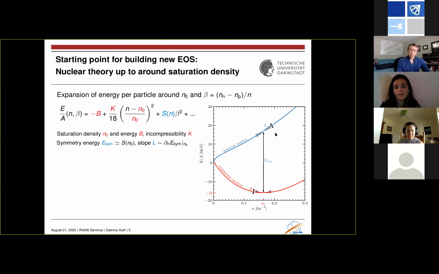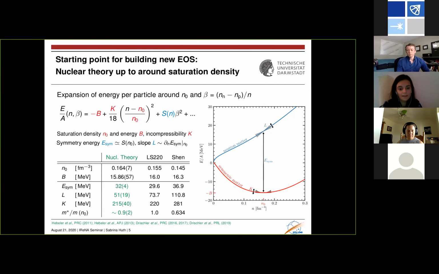Then for pure neutron matter, you have only neutrons and no protons. And this can be characterized by just two parameters, or the most important parameters are here. The symmetry energy, which is the difference in energy from pure neutron matter to symmetric nuclear matter. And then you have this L parameter, which gives you your slope of the energy at saturation density. And nuclear theory estimates these parameters with uncertainty ranges, which you can see here in this table.